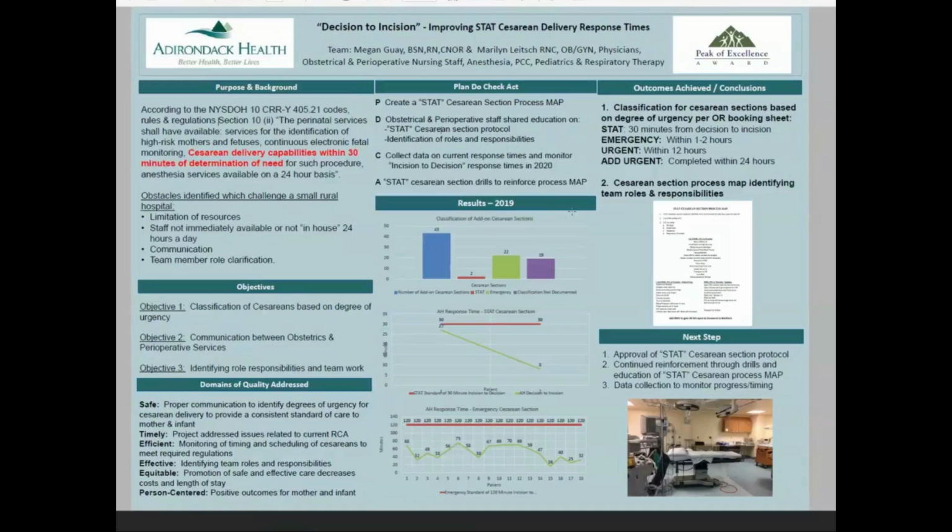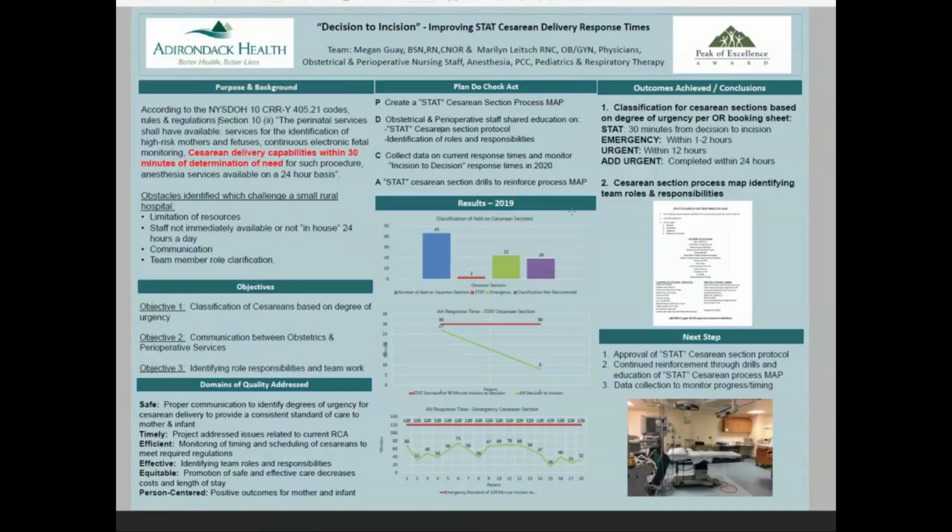And a big barrier that was identified was communication between all of the key players and team member role clarification in the patient that needed to go to the operating room.